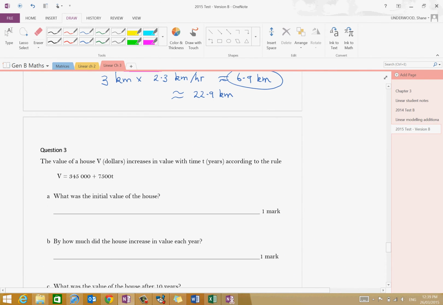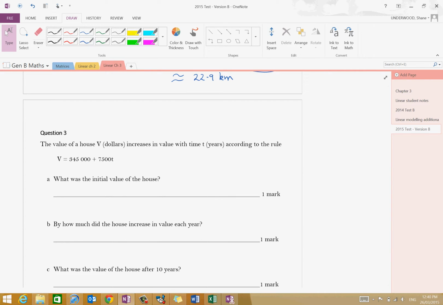And the final question was quite well done. It was pretty straightforward. What was the initial value of the house? A lot of students did this though. They did when t is equal to 1, and the answer was 352,500. That is not the case. t equal to 0 is the initial condition for the value of the house, which gave me a value of $345,000.